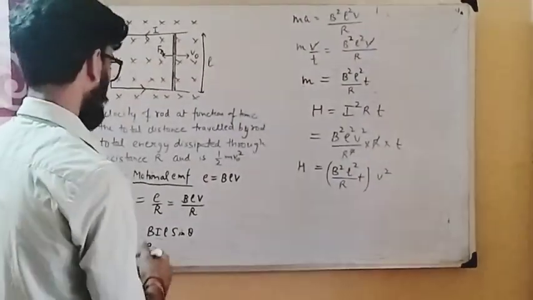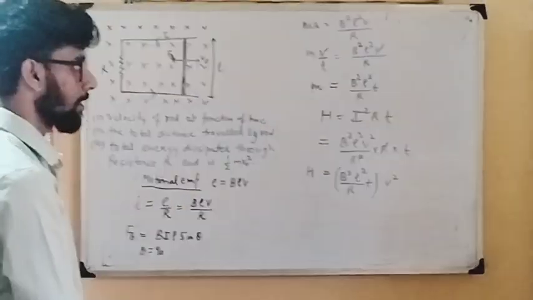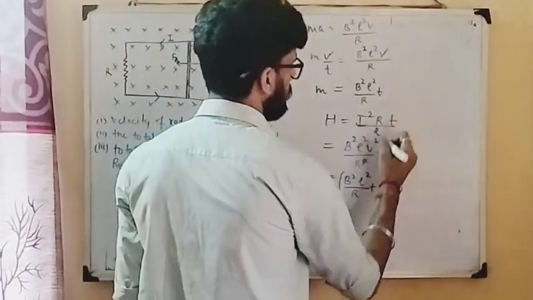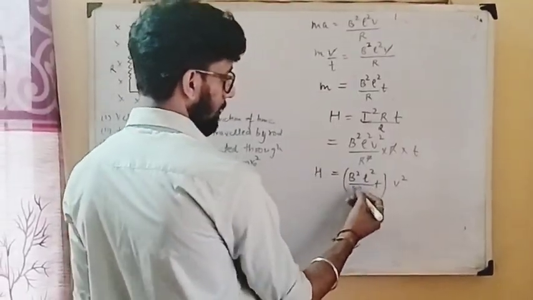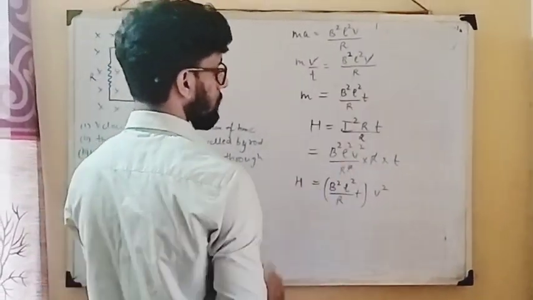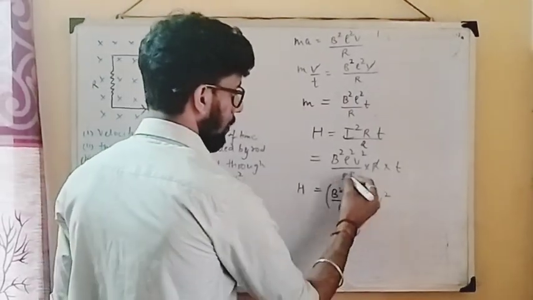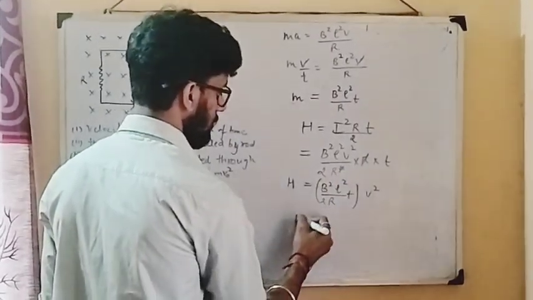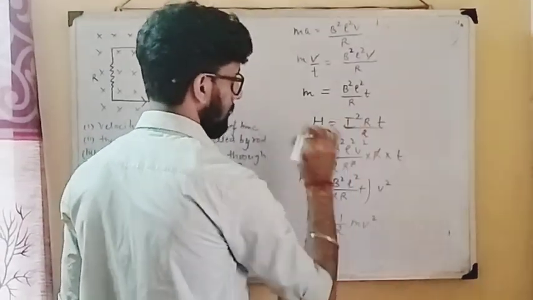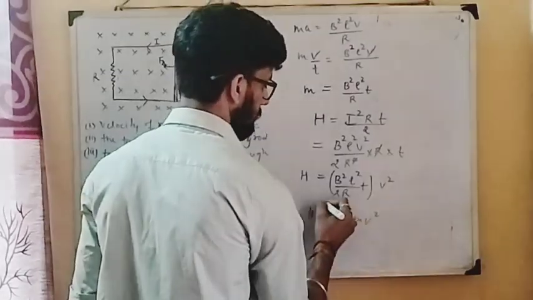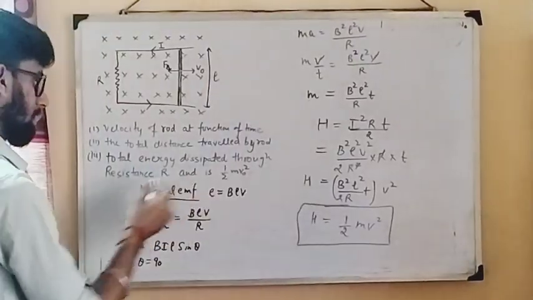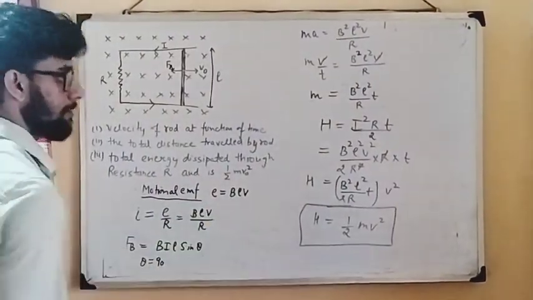Right? So if you are trying to find the total energy dissipated through the resistance, that will be your average heat, and that can be written as I square R t by 2. From over here we can see B square L square t upon R into v square, and since m is equal to B square L square t upon R, using the concept of average, H is equal to half m v square, if v is the velocity. So that is your heat dissipated in the resistance R, equal to half m v square.